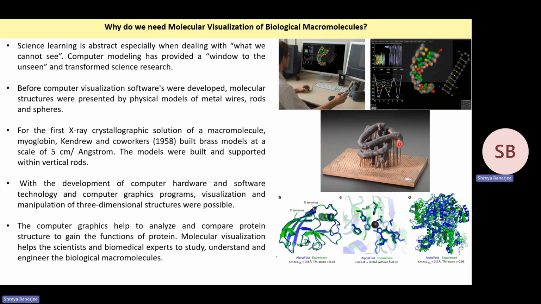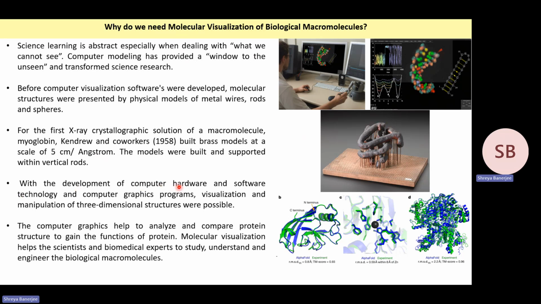So you can see the protein, it has been imagined as a tube which was made of brass, and the scale was maintained. So for 1 angstrom on the protein, the model was 5 centimeter. And this entire globular structure of myoglobin was supported using these vertical rods. So this was a very primitive way of visualizing macromolecules before these modern software were developed.